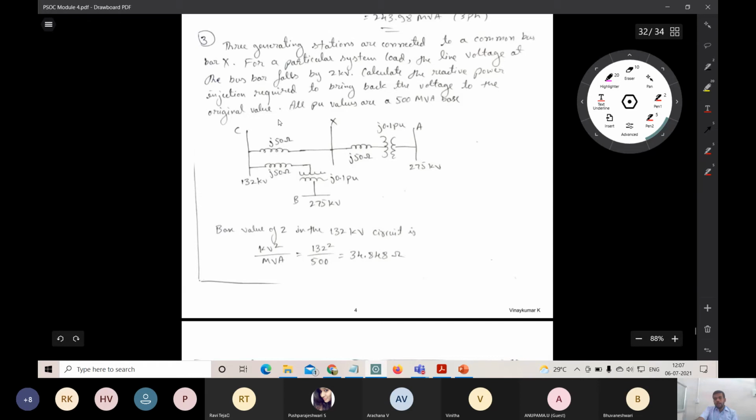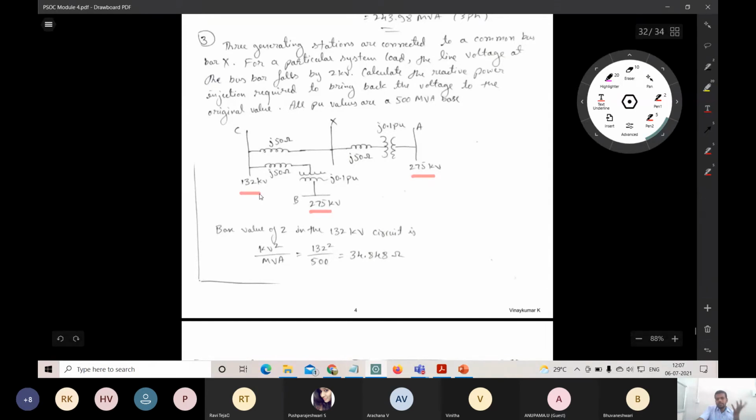All the PU values are on a 500 MVA base. So you have to choose the value of 500 MVA. The given network has three bus bars, C, X, A. At each bus bar the voltage is given. These are the three bus bars with generating stations. At bus A 275 kV, at bus B 275 kV, at bus C 132 kV.